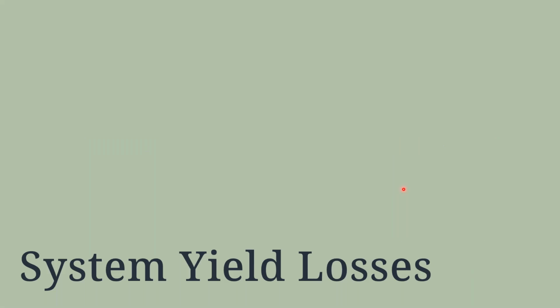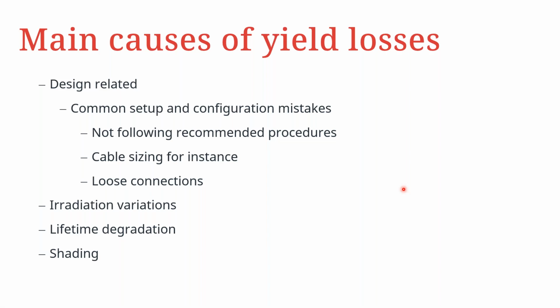As I said earlier in the previous slide, what actually brought us to this stage is the process of mitigating or reducing to the barest minimum system yield losses. So let's now take a closer look at the system yield losses, what actually causes them, and how they can be improved upon. Starting off with the main causes of yield losses, they are most times design related.